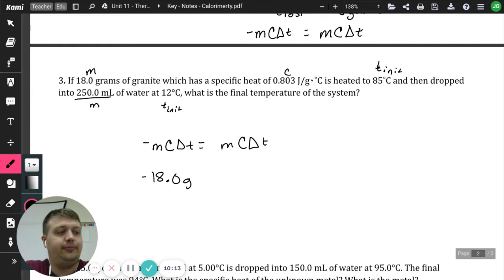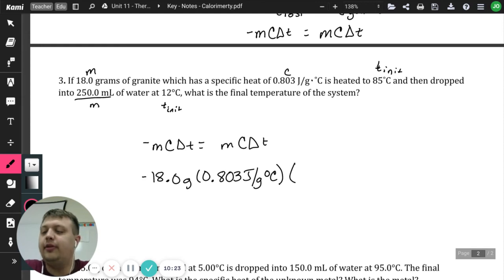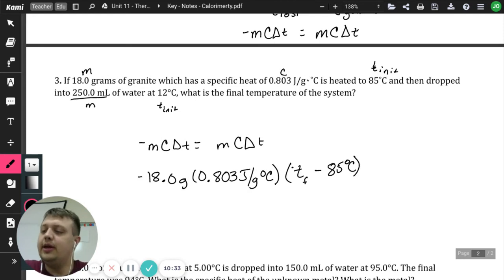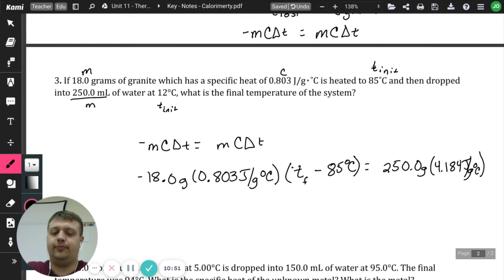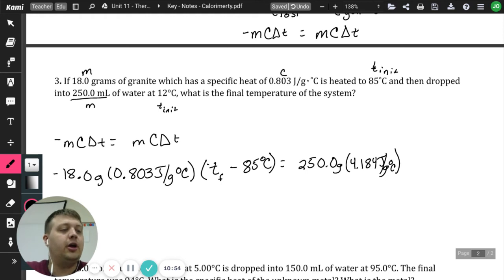18.0 grams times its specific heat, 0.803 joules per gram degree Celsius, times the final temperature, I'm going to put TF, minus the initial temperature, which was 85 degrees Celsius, equals the mass of the water, which is 250 grams, times the specific heat of liquid water, which is 4.184 joules per gram degree Celsius, times final temperature, which is again what we're solving for, minus the initial, which was 12.